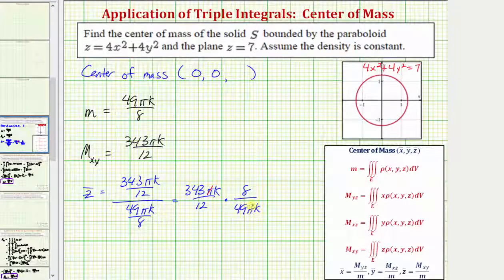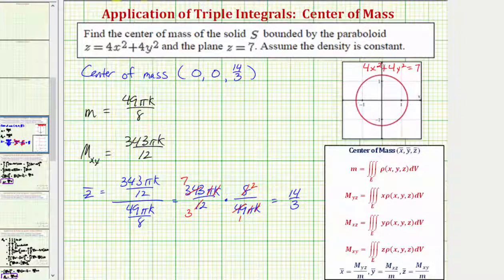Simplifying, pi divided by pi simplifies to 1, k divided by k simplifies to 1. 49 and 343 share a common factor of 49. There's 1 49 and 49, 7 49s in 343. 8 and 12 share a common factor of 4, 2 4s in 8, and 3 4s in 12. So the z-coordinate of the center of mass is 14/3.